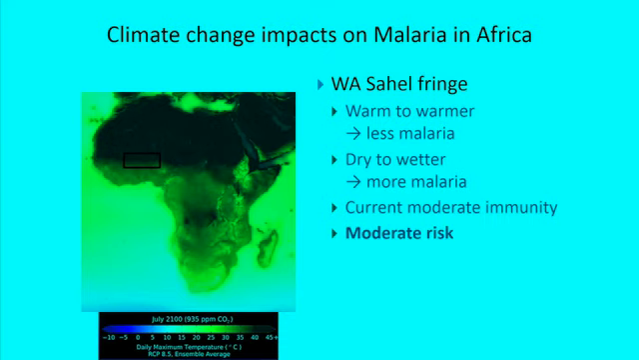This region expects warmer and wetter climate. Similar to the previous site, the warmer climate makes malaria transmission less likely, but wetter climate more likely. So the impact is a little bit ambiguous. However, given the current level of people's immunity, the moderate level of current immunity, we do not expect the future risk of malaria increase significantly.